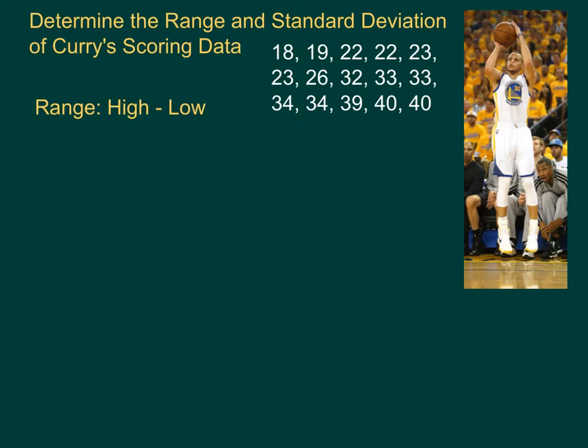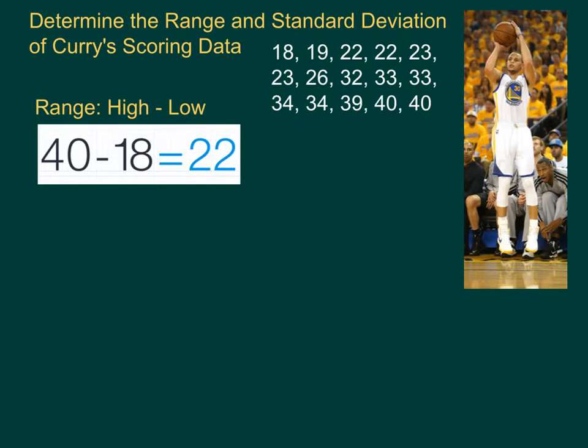The range of Steph Curry's scoring is just the highest value minus the lowest value. So I've just taken the data that we had organized in order to determine the median. And to figure out the range, we just do 40 minus 18, which gives us a range of 22 points. So the difference between his highest scoring game and his lowest scoring game is 22 points, which is a pretty decent spread. I mean, 40 points is pretty high and 18 points is low compared to what he does on a typical game, but that's about what it is.